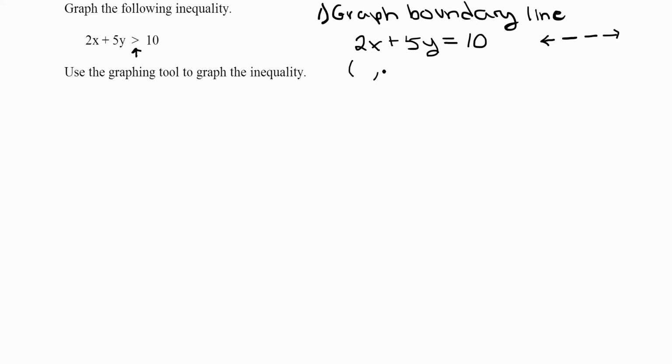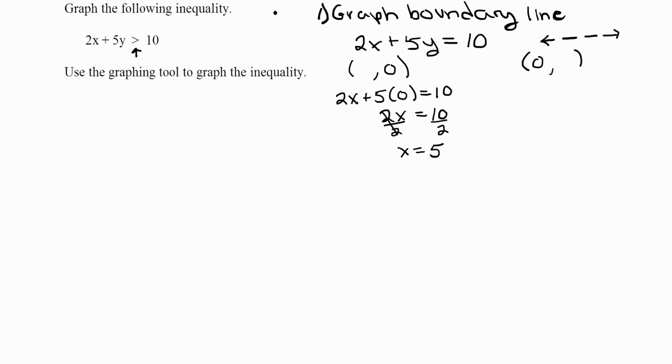Our x-intercept is when the y value equals 0, and the y-intercept is when the x value equals 0. So in this first case, to find the x-intercept, I'm going to rewrite the equation using 0 as a value for y. So we have 2x plus 5 times 0 equals 10. Well, 5 times 0 is 0, so that leaves me with 2x equals 10. Divide both sides by 2, and we're left with x equals 5. So our x-intercept value is x equals 5.